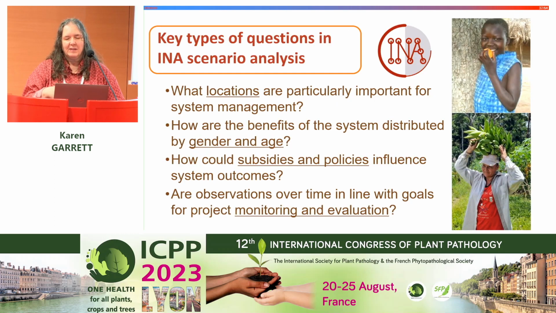And then in the more complete scenario analysis, looking at the social and biophysical parts of the network, you can use that scenario analysis to ask questions about the most important locations, how benefits, if the nodes are people, you can characterize by gender and age, for example, how the benefits are distributed, who's at greater risk in that system. How could subsidies and policies influence system outcomes, and is the system working consistently with what is desired for it?